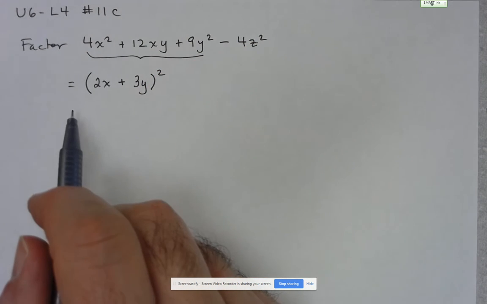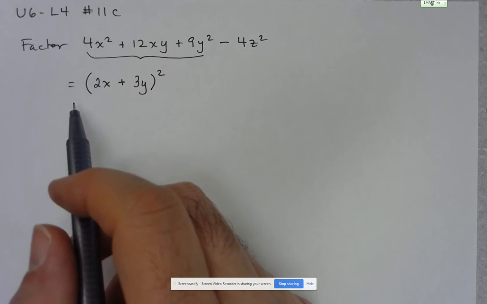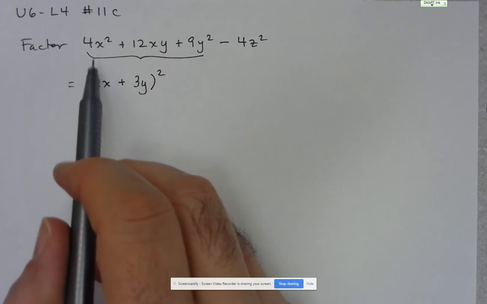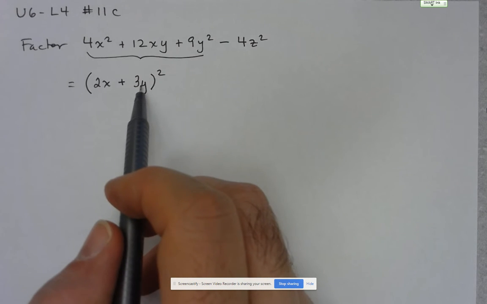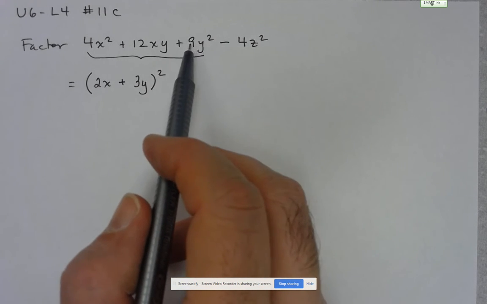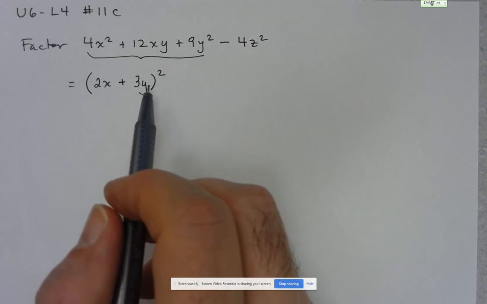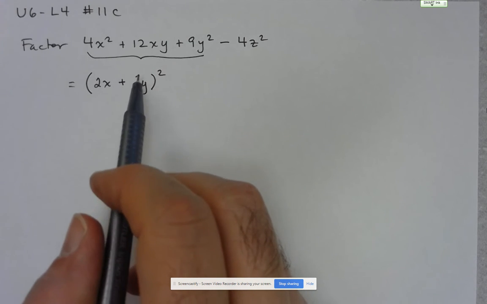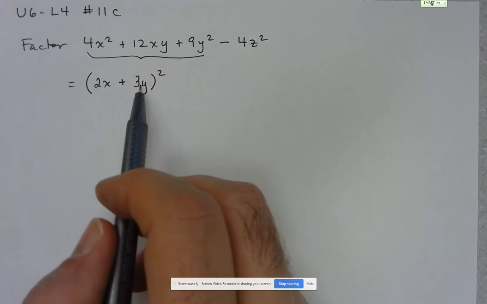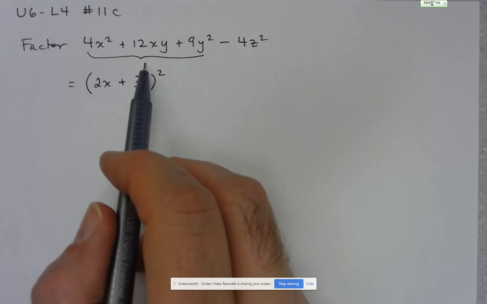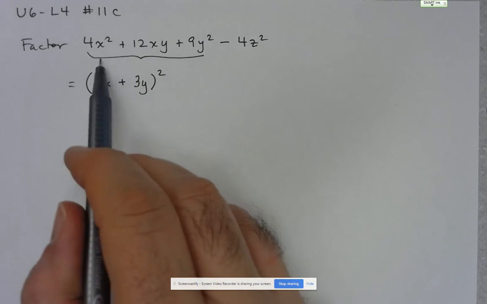So remember what the trick is here. It's squaring the first, so 2x gives you 4x squared, great. Squaring the last, 3y squared is 9y squared, and it's supposed to be twice the product of first and last. Well, let's find the product of first and last. It's 6xy, so 2 times 6xy is 12xy. So this is indeed a perfect square.